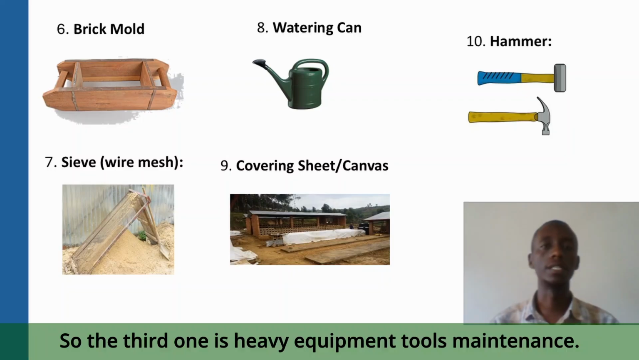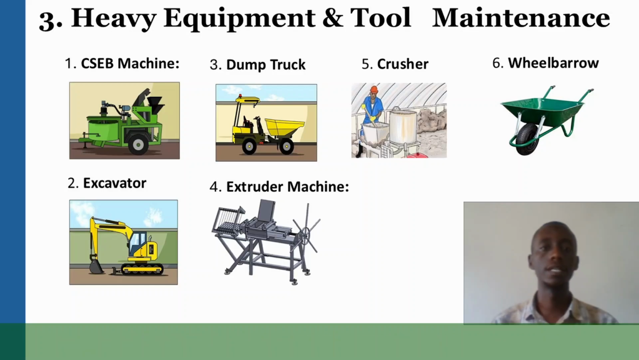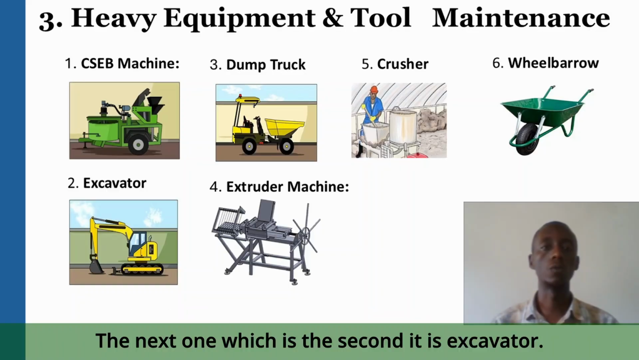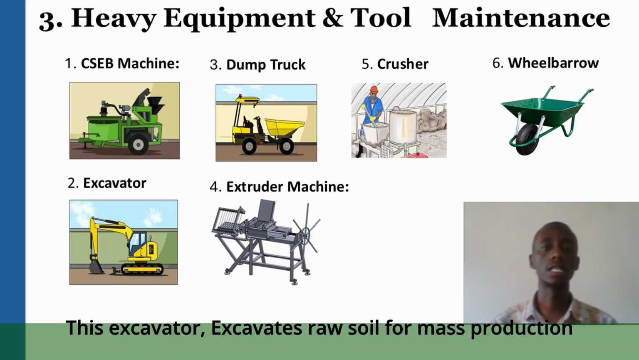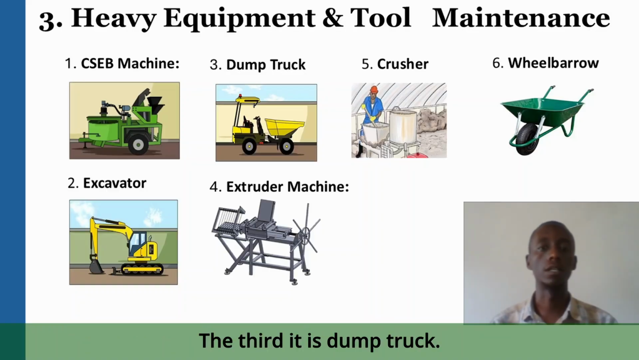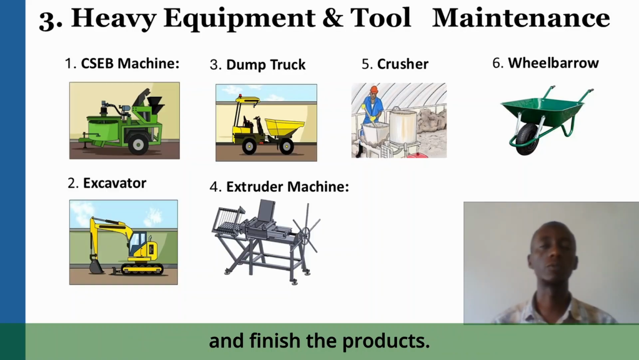The third category is heavy equipment. First, CSEB machines press stabilized soil into strong blocks. The second one is the excavator, which excavates raw soil for mass production. The third is the dump truck, which transports raw materials and finished products.